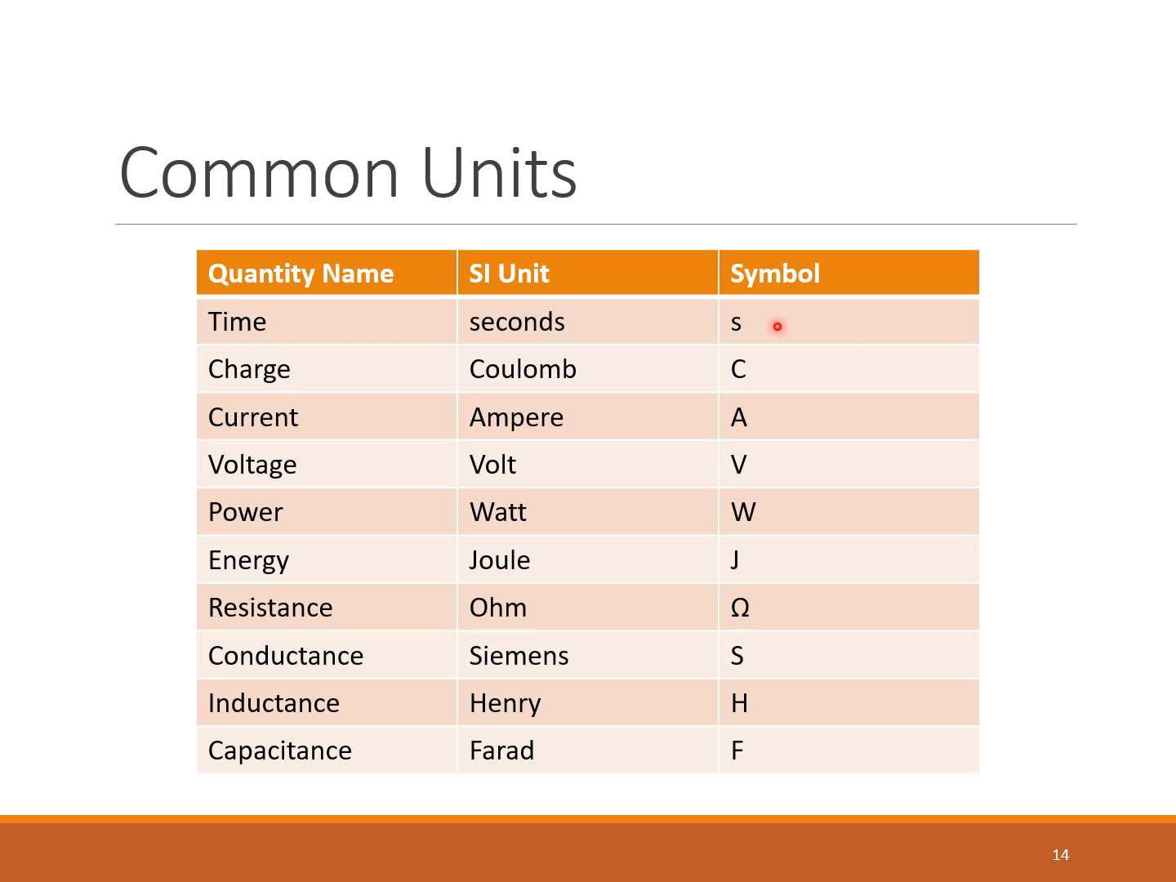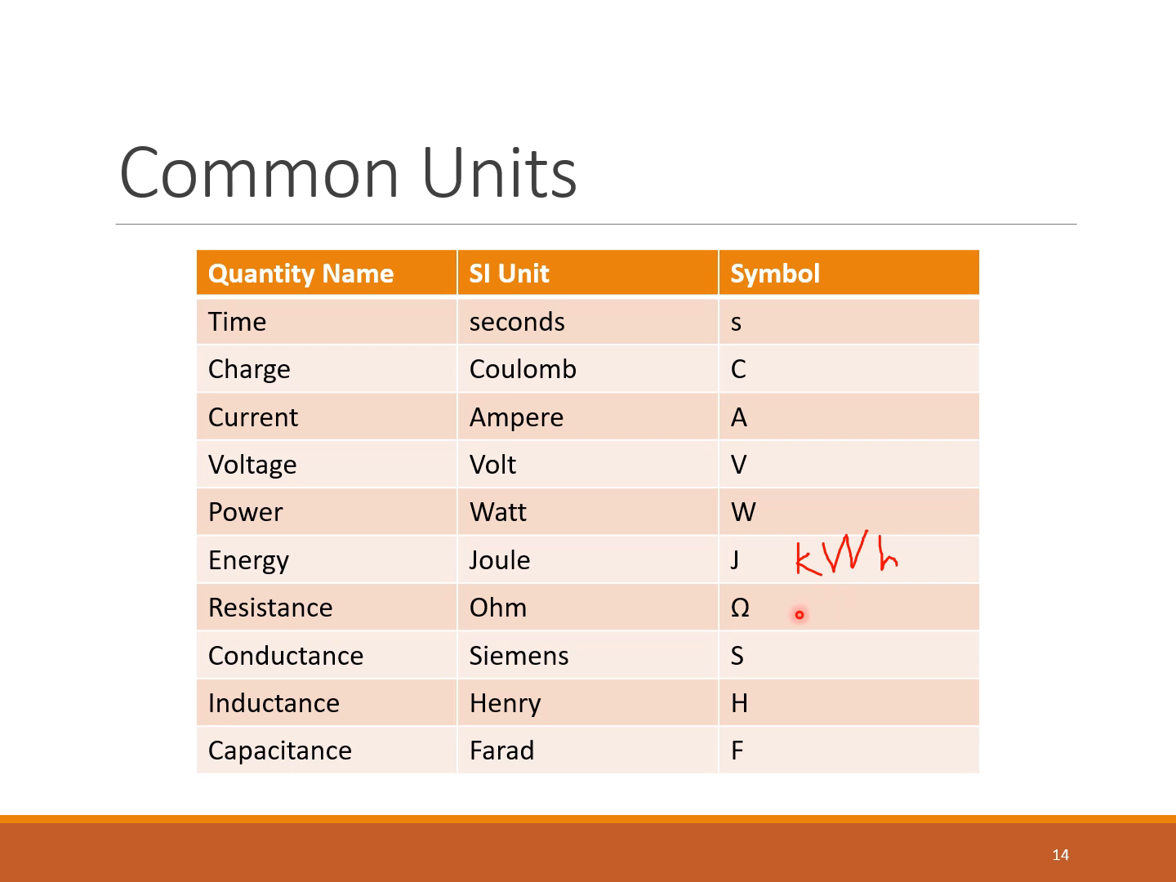Of course, for time, our SI unit is seconds, S. We've already talked about charge, coulombs, C; current, ampere, A; voltage, volt, V; power, watt, W. The one that is maybe an exception is our SI unit for energy, the joule. But like I had mentioned in a previous video, typically we'll use kilowatt hours just because the unit of joule is very small for most applications. So oftentimes we'll see kilowatt hours used as well.